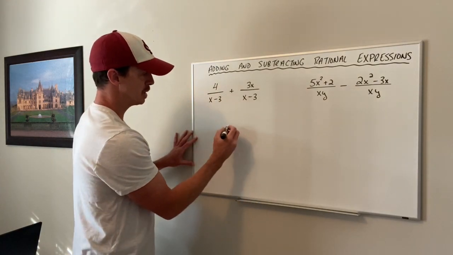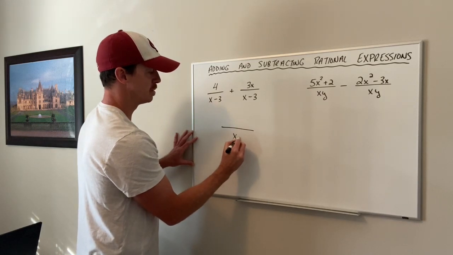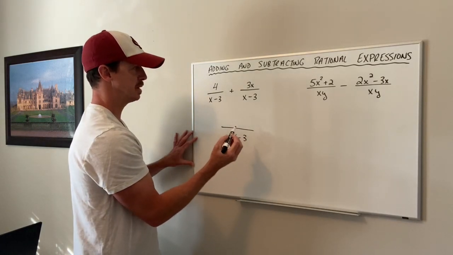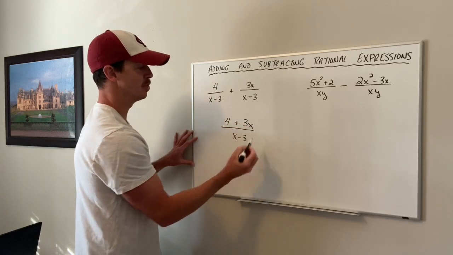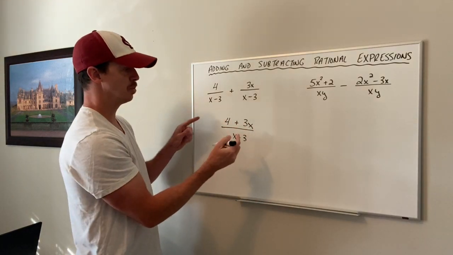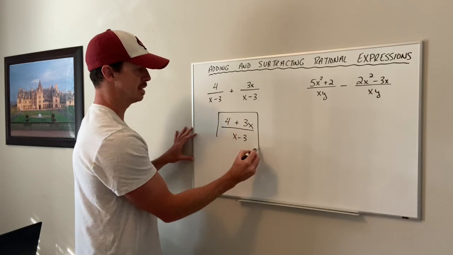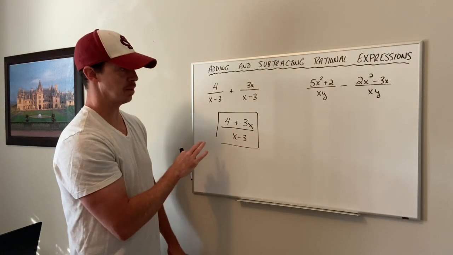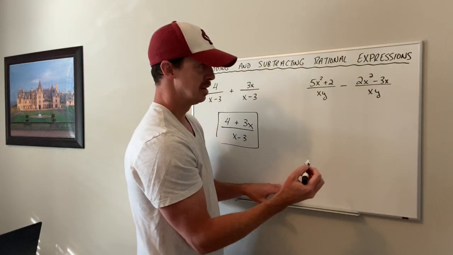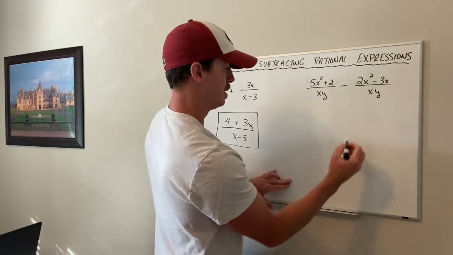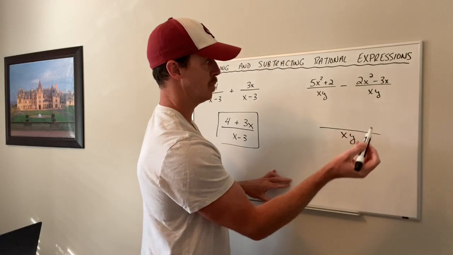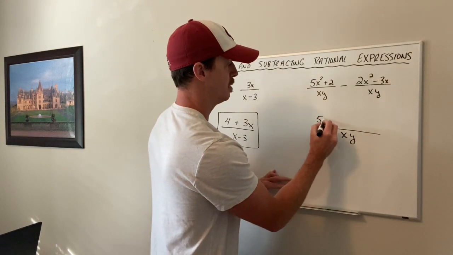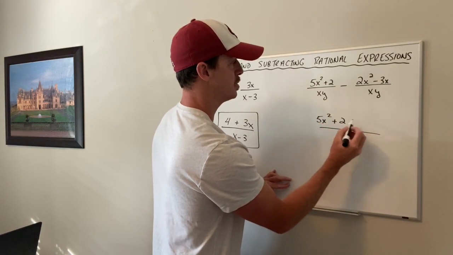So in a problem like this, my common denominator is x minus 3. They both have that x minus 3 already. There's no reason to do anything to either numerator, and so that actually is the answer, and you're done. That's the whole thing. Same thing over here. It's a little trickier, I guess. My common denominator would be xy, because they both have xy. And then it would just be 5x squared plus 2.